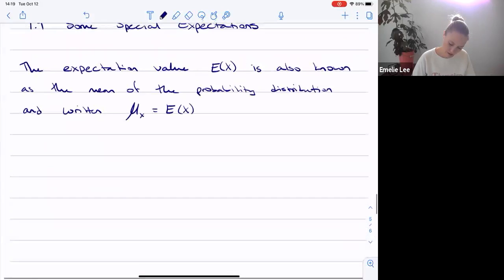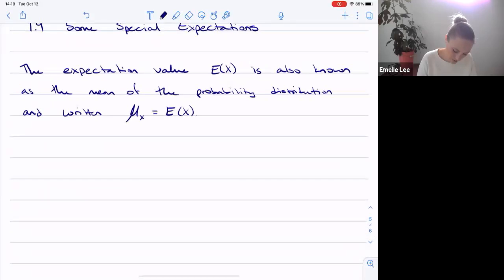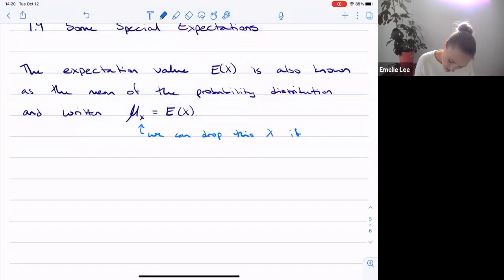We've probably seen this before. Usually we just drop the subscript X if it's obvious that the random variable we're talking about is X. But it's nice to see it there so it's not so scary looking when we see it later on, right? We can drop this X if the random variable is obvious. If it's obvious that you're talking about X, then you can just say that mu is the expected value of X.